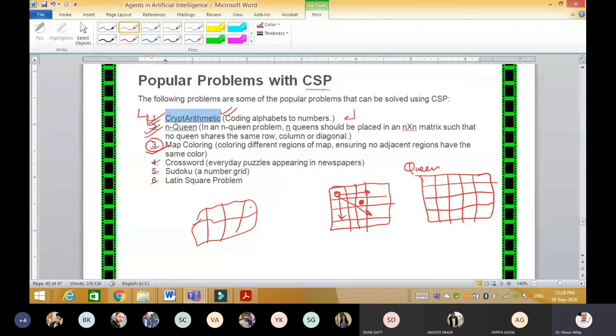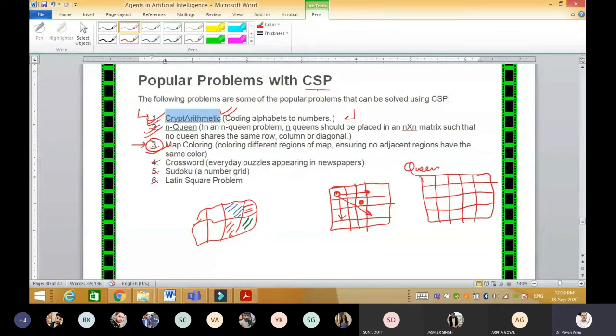Like if you filled it with red, then the next one adjacent must not be red, it must be blue or another color. Similarly, this adjacent one must be green. And again you can place red here, you can place red here, but no adjacent ones can be of the same color. So how many colors are required to color the whole map? How many colors are required?